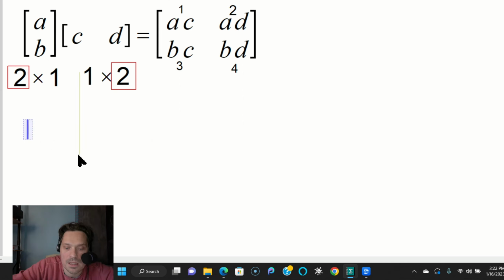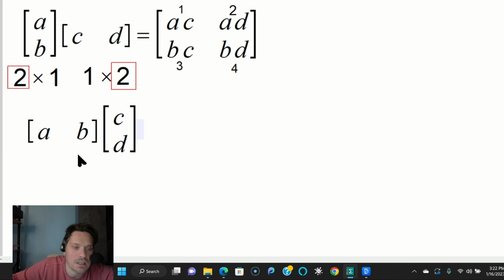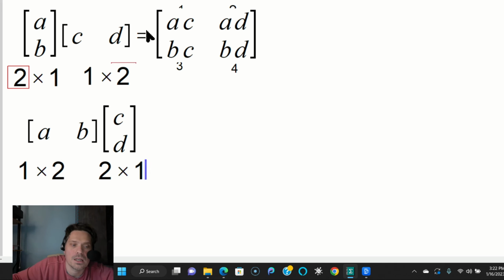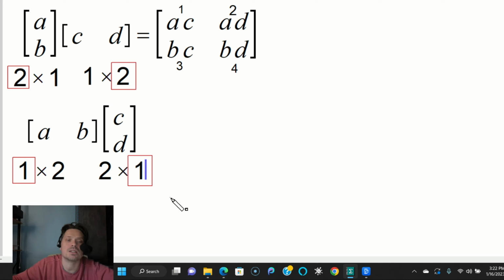So this is the first case. What happens when we have A, B, and then C, D? Now this is different because we have a row followed by a column. So you write down the sizes. This is a 1 by 2, and this one here is a 2 by 1. And these two inner numbers decide the size of the resulting product. So what would that be here? It's going to be a 1 by 1, which in other words is called a scalar, just one value.